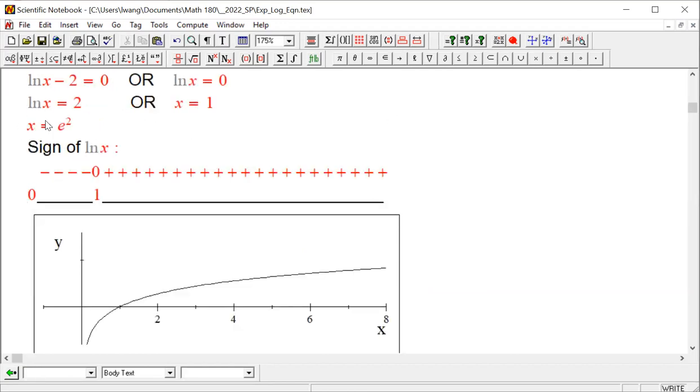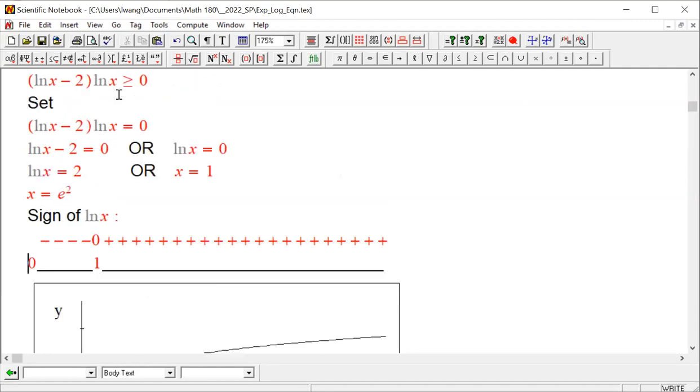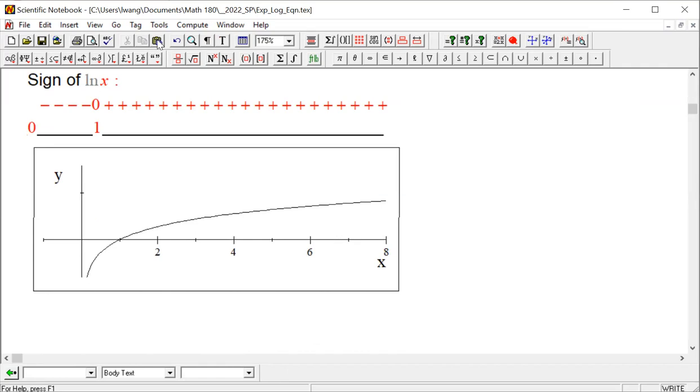How about ln x minus 2? We just discovered that ln x minus 2 changes sign too, right? Where does it change sign? At e squared, right? So the sign of ln x minus 2.